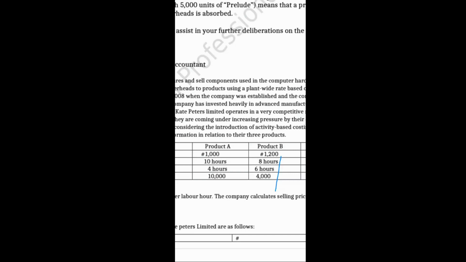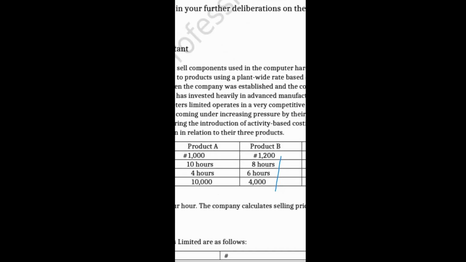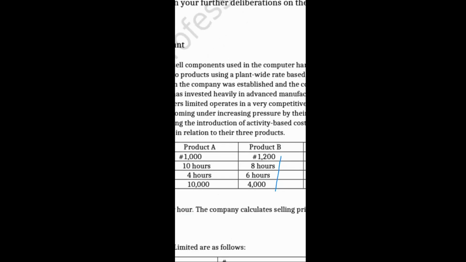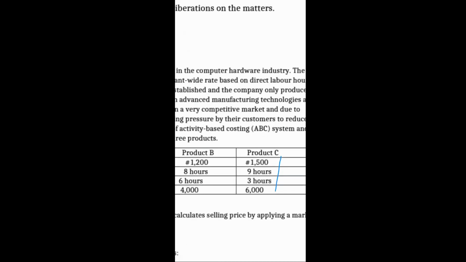For product B, we are going to use 8 hours of labor multiplied by 30 naira per labor hour. What do you have? 240. So under product B, you are going to put your overhead cost per unit, 240 naira. When you are done, move to product C. Product C will require 9 labor hours multiplied by 30 naira per labor hour. 270. So under product C, you are going to put 270 naira.